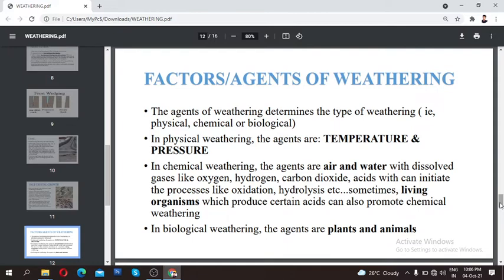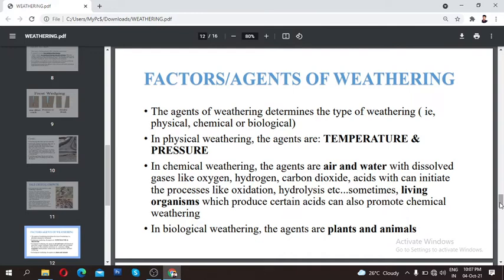So due to this air and water action, what will happen? The various minerals or chemicals present in these rocks will disintegrate, or they may undergo processes like oxidation and hydrolysis, or whatever the process may be, and will be eliminated from the parent rock. Thus, it favors chemical weathering, and the resulting type of weathering is known as chemical weathering.